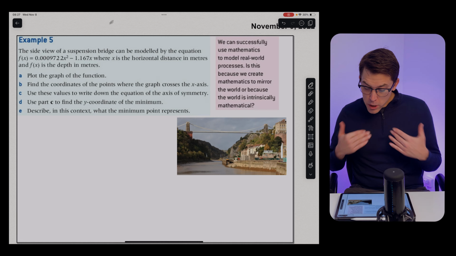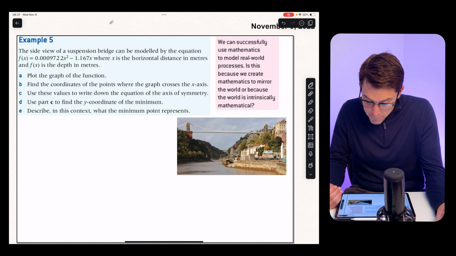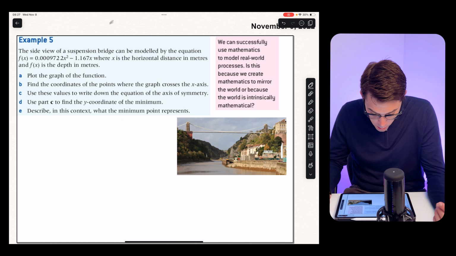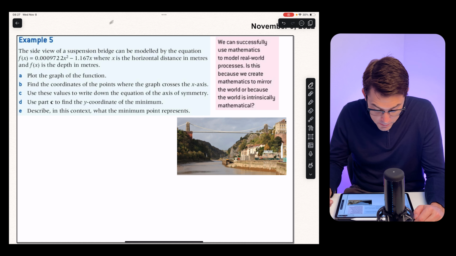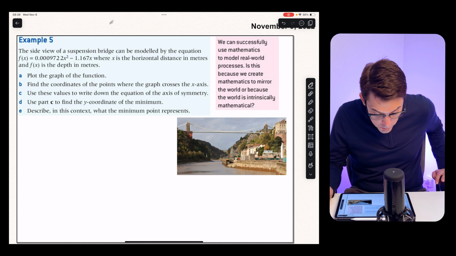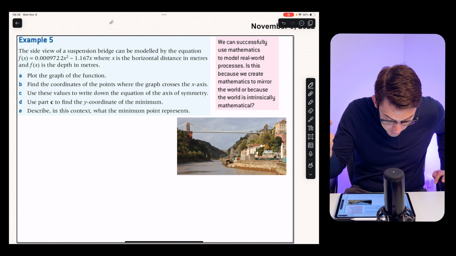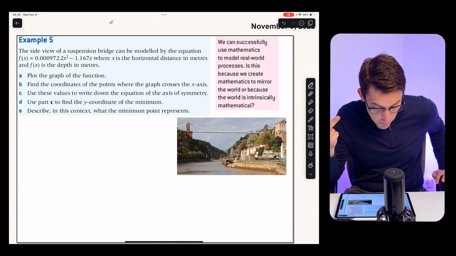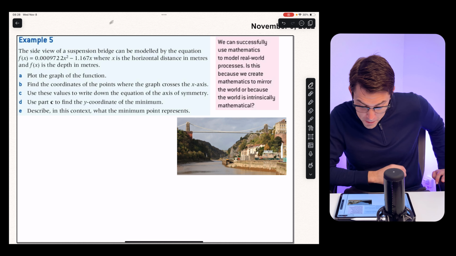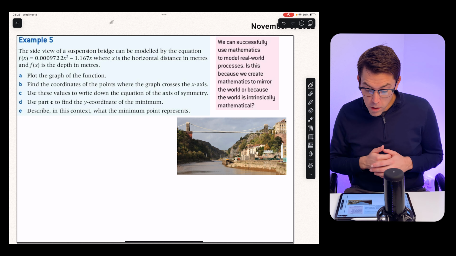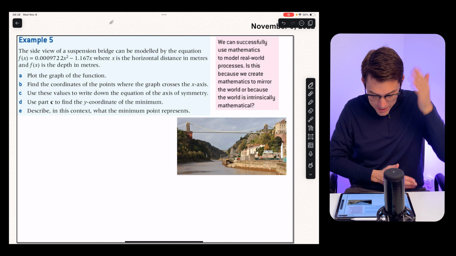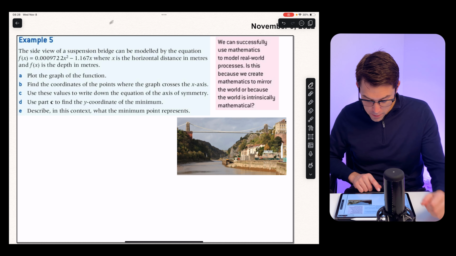We're given that if we're looking at a suspension bridge from the side, and this is a very typical looking suspension bridge, and these do in fact model a quadratic equation, we find through some tests or surveys or mathematical models that f of x is equal to 0.0009722x squared. I always like to count the zeros, so when I put it in my calculator, I know how many to put. It's really easy to mess that up. Minus 1.167x, where x is the horizontal distance in meters, and f of x is the depth or kind of the height in meters. So let's go ahead and plot the graph of the function.